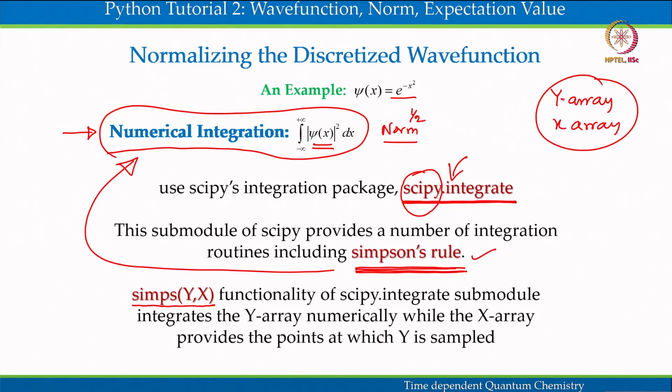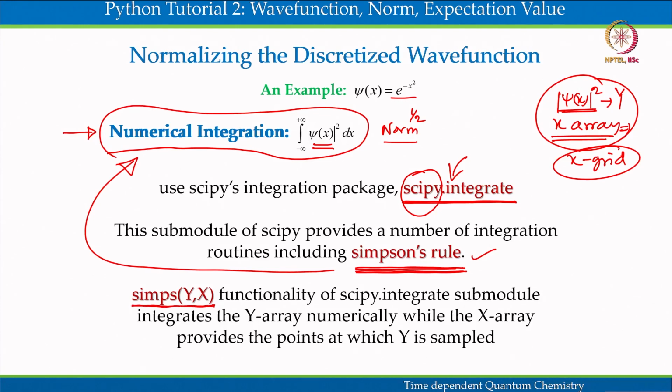Instead of y, we now have this psi x, the absolute square. This is going to be my y array, and the x array is already the x grid we have prepared. So we already have both arrays in hand, and we have to use them under this construct simps(y, x).